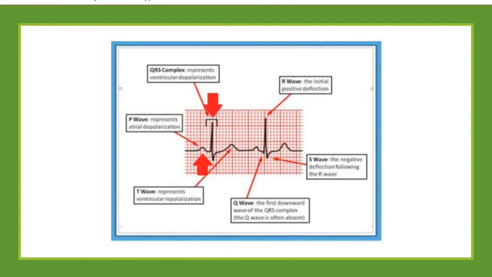The next element of the ECG is the QRS complex, and that represents the ventricular depolarization, or the contracting of the ventricles. Once the ventricles have contracted, all the electrochemicals begin rushing back to their original position, and that is called repolarization, and it's represented here by a T wave.